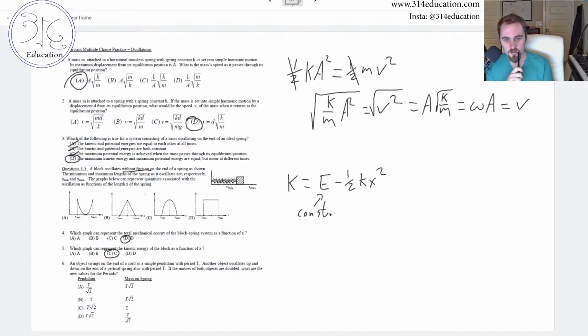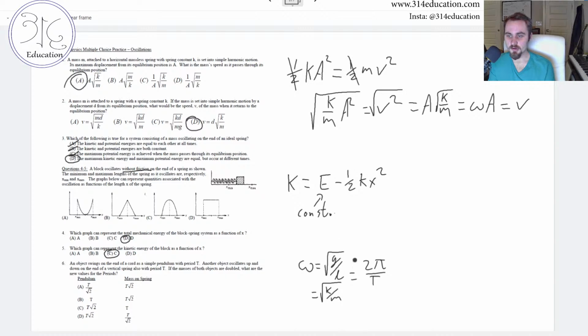So 6 tells us we have an object that swings on the end of a cord as a simple pendulum with a period t. Another object oscillates up and down on a vertical string with a period t. If the masses of both objects are doubled, what are the new values for the periods? So this is going to be using that omega relation. We expect the omega for the pendulum to equal the square root of g over L, and for the mass on the spring to equal the square root of k over m. And so these are both going to be equal to 2 pi over t.